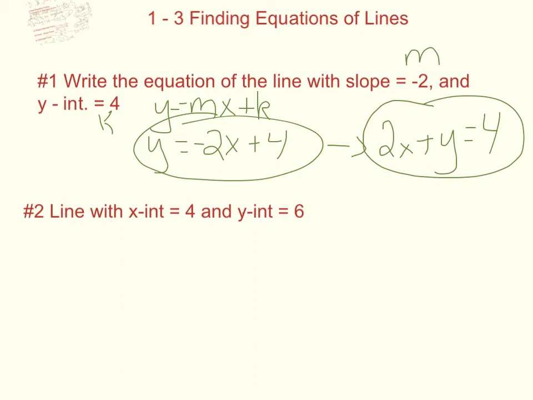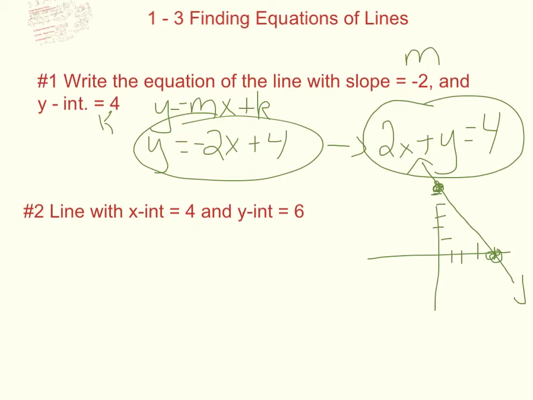Let's do number 2. Now here you're going to write an equation of a line where I give you the x-intercept of 4 and the y-intercept of 6. So let's think about what that means. I might even sketch a picture over here. 1, 2, 3, 4. 1, 2, 3, 4, 5, 6. Little dot at (0, 6), dot at (4, 0). There's a picture of what this line looks like.